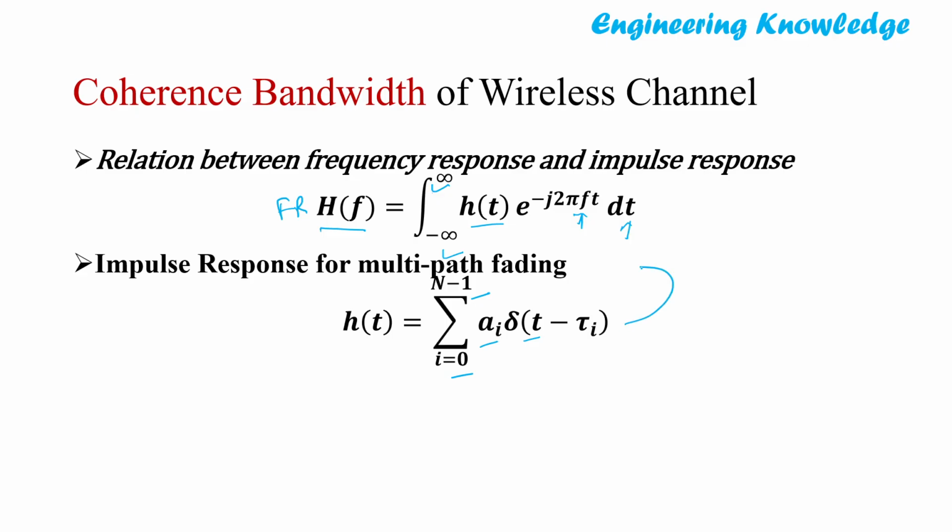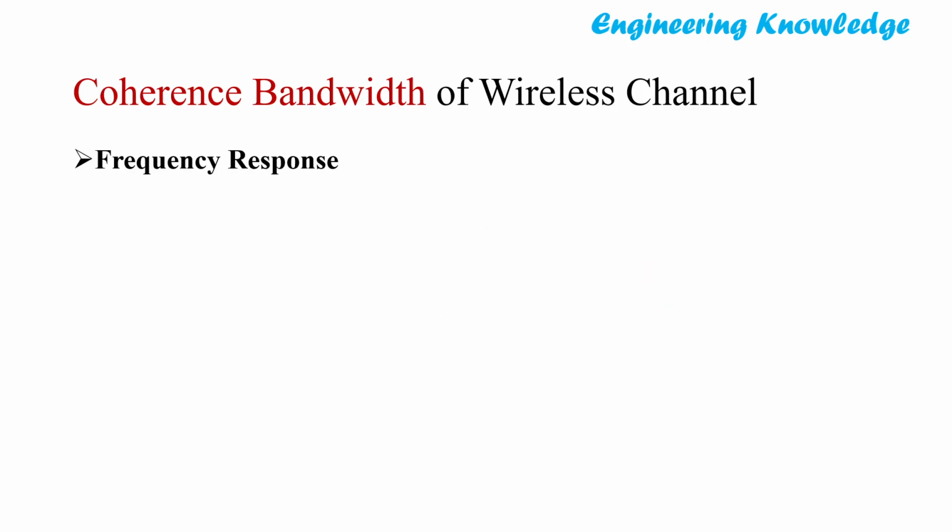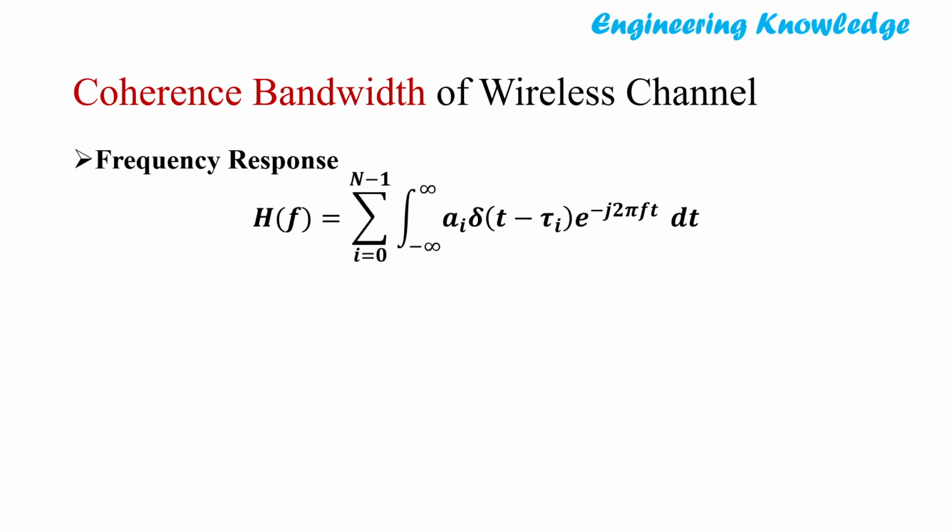We can substitute this in this expression, and then we will have that H(f) is basically this impulse response and its Fourier transform. We can take the summation outside. a_i also does not depend on the integration, so we can take this out, and this will be our further evaluation. We take the summation outside, and then the integration of a_i delta(t minus tau_i) e raised to the power minus j2 pi f t dt.